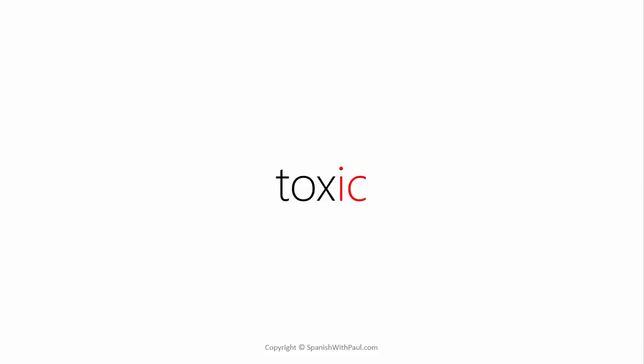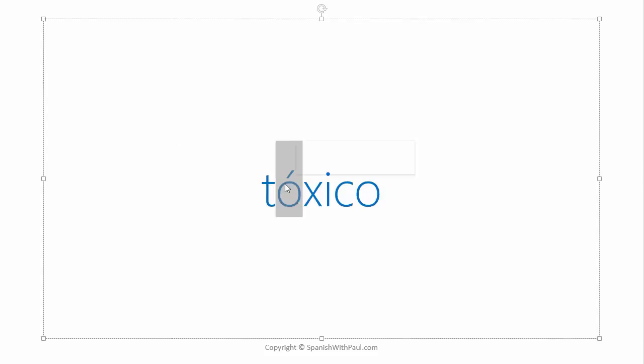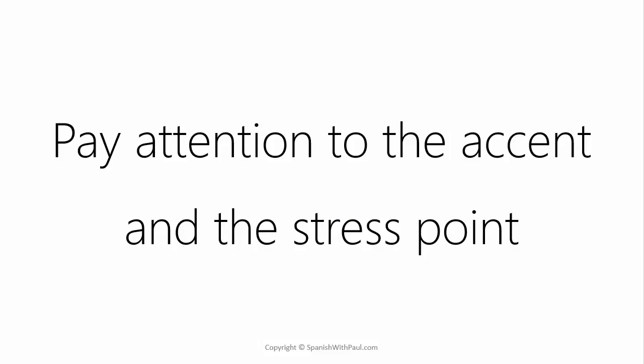Let's try it on another example. Here we have the word toxic. So remembering that classic became clásico, how do you think you would say toxic in Spanish? Tóxico. Here again you can see the accent over the O, so it's not toxíco but tóxico. So it's very important to pay attention to the accent and to the stress point, because if you don't do that, even though you're saying the word with the right spelling and everything, native Spanish speakers will not understand it, because where the stress falls on the word is extremely important to how it sounds. So make sure that you're stressing the right part of the word.